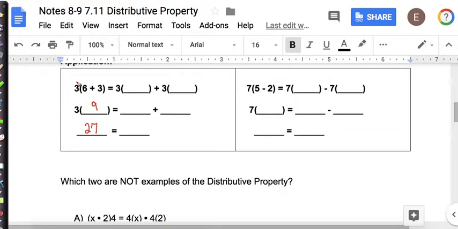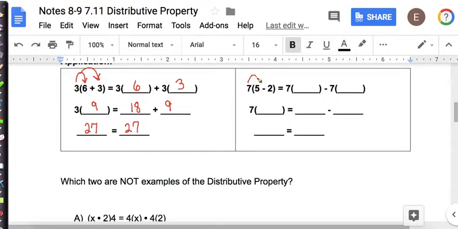Now, using the distributive property, I want to make sure I distribute the 3 to the 6 and the 3. So in the first blank, I want to write 3 times 6. In the second blank, 3 times 3. And 3 times 6 we know is 18. 3 times 3 is 9. And 18 plus 9 is 27. So I just proved that order of operations and the distributive property will give us the same answer.